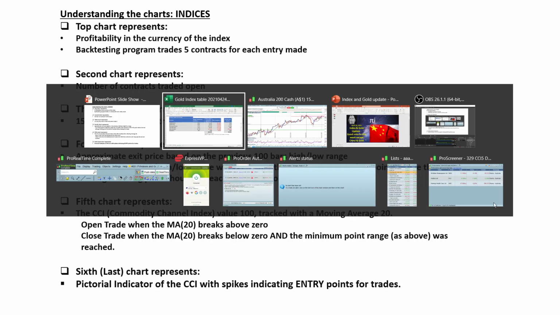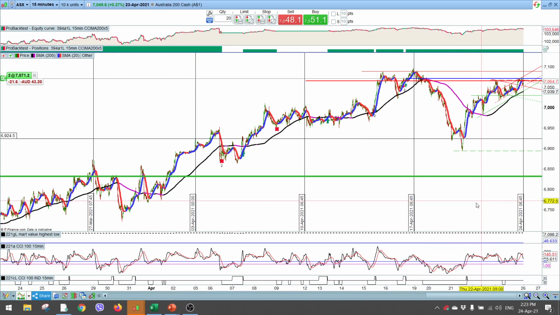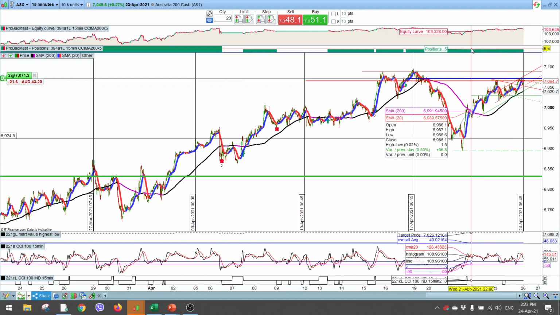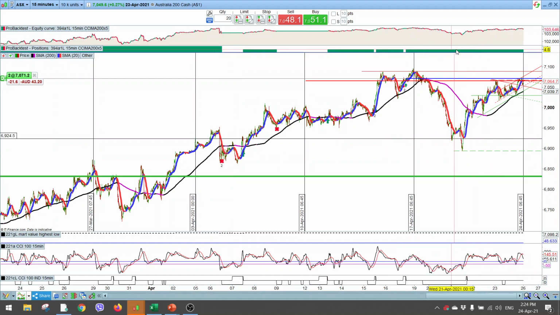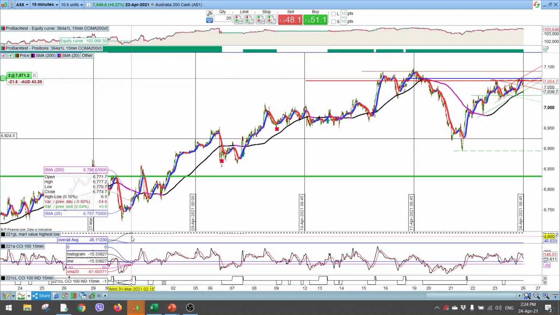So basically, looking at the ASX 200 first off, the top chart here represents the profitability. This shows the number of contracts open at any of the open positions. So you can see there currently during this week, we've got 5 positions open there. This is the price chart. This is our indicator that calculates our average return and when we should get in and out of the trade.